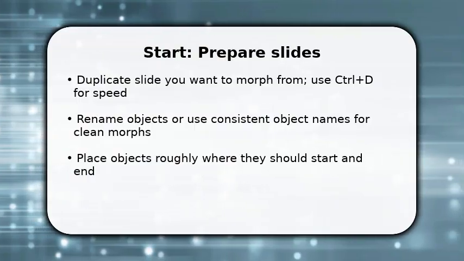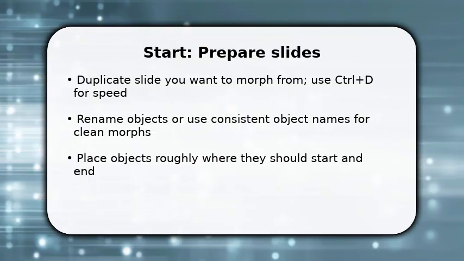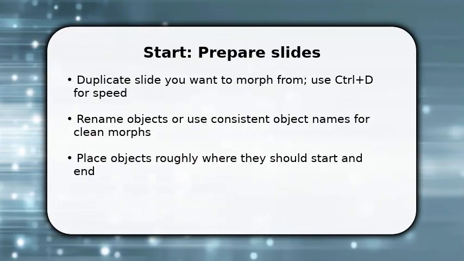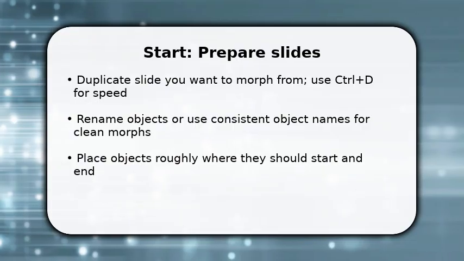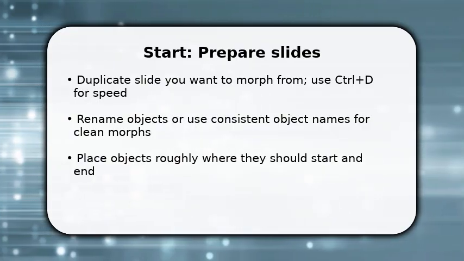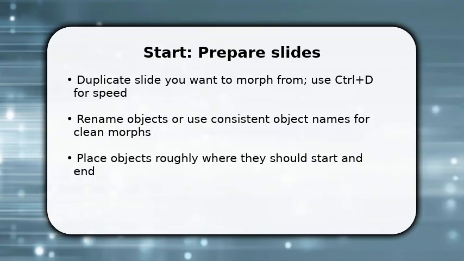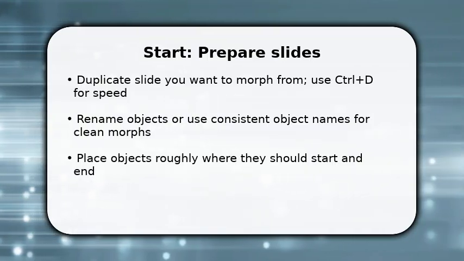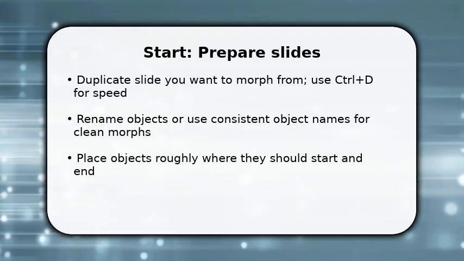You begin by preparing 2 slides that will act as the before and after. Duplicate the starting slide so both share the same background and content. This preserves formatting. Then, make sure key shapes and text boxes have consistent names. PowerPoint matches objects by name to animate them.